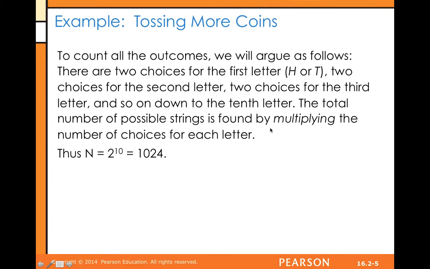Heads, tails, choice 1, heads, tails, choice 2, heads, tails, choice 3, etc. All the way up until the 10th letter. You just literally multiply the number of options per choice together. And so in this case, you have 2 times itself 10 times. And the size of the sample space is more than 1,000.